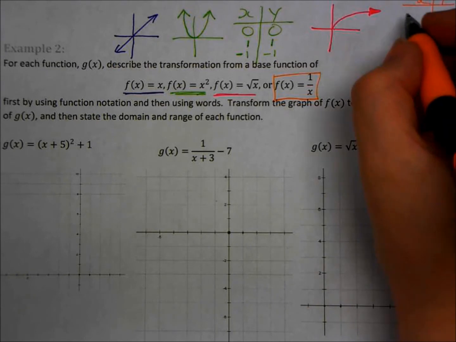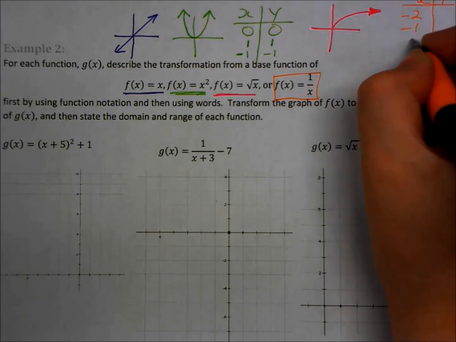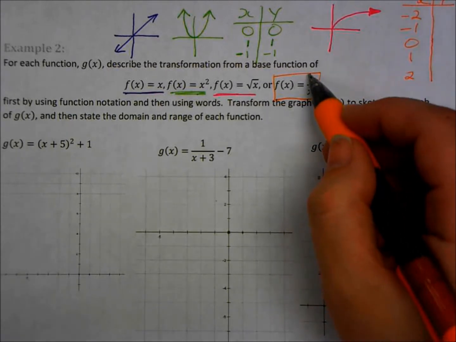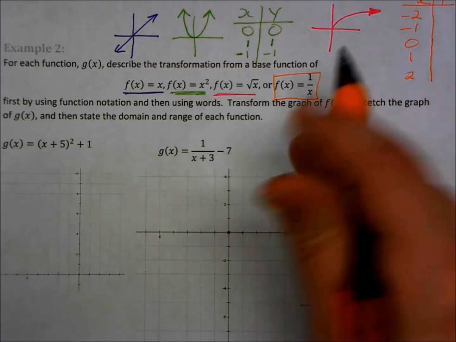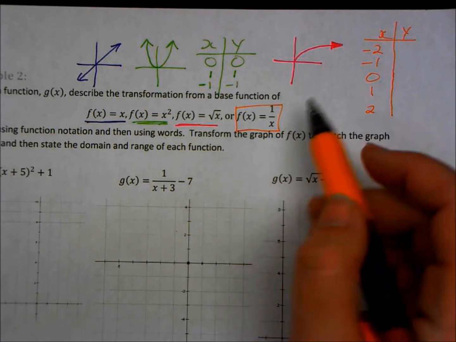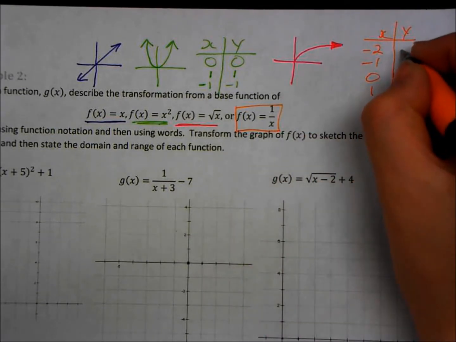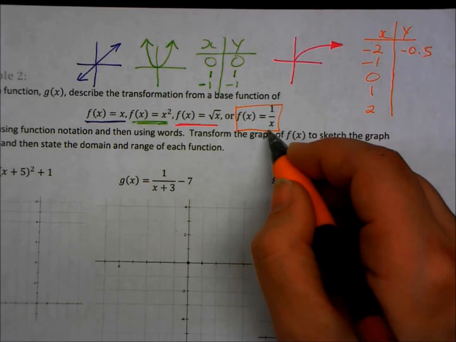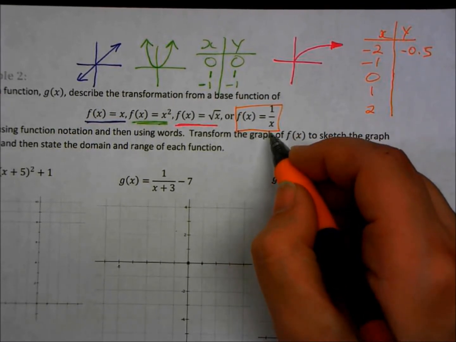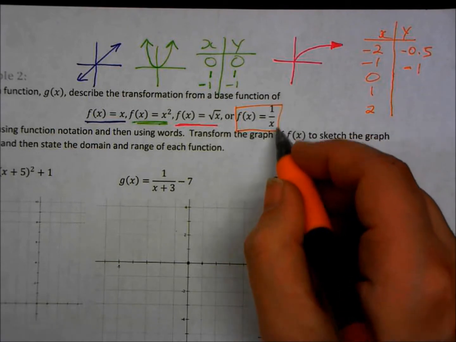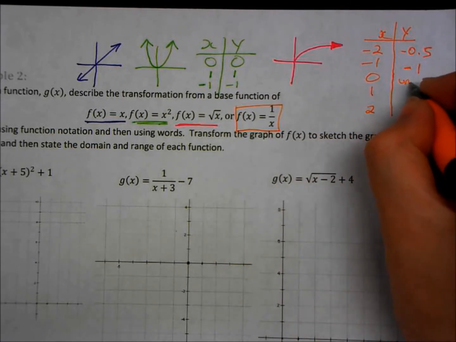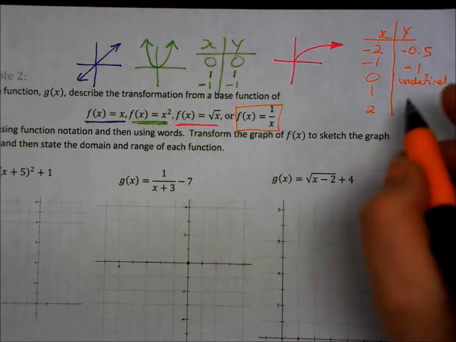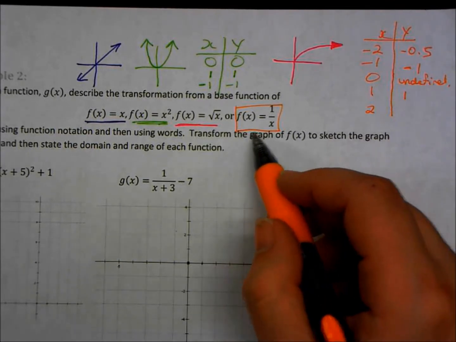Well, let's do negative 2, negative 1, 0, 1, and 2. If x equals negative 2, what does this equal? Negative 2 in there, negative 0.5. If I put in negative 1 into this equation, 1 divided by negative 1, negative 1. What about if I divide by 0 here? Can't do it, undefined. 1 and 0.5.